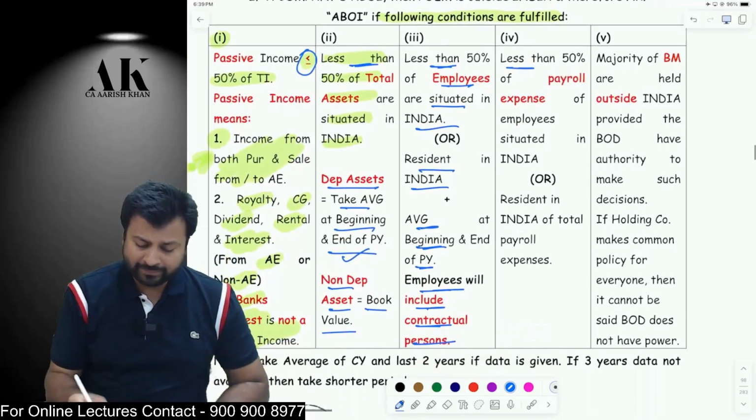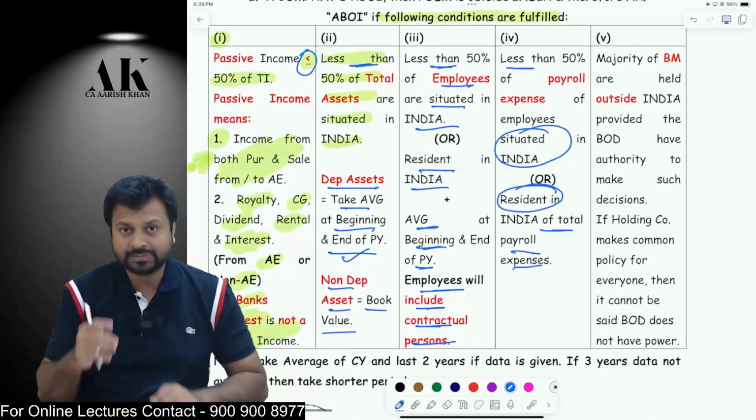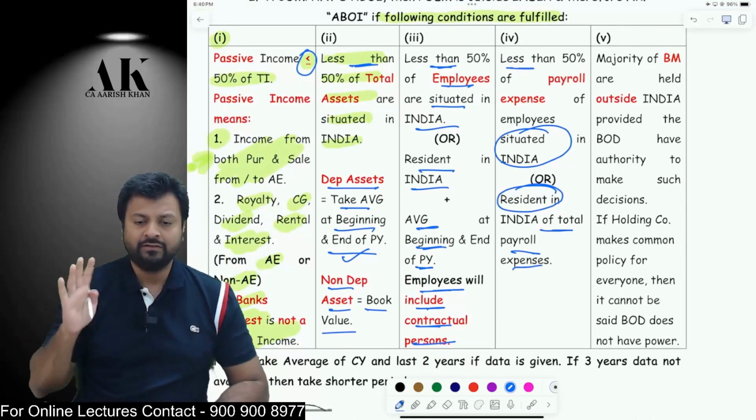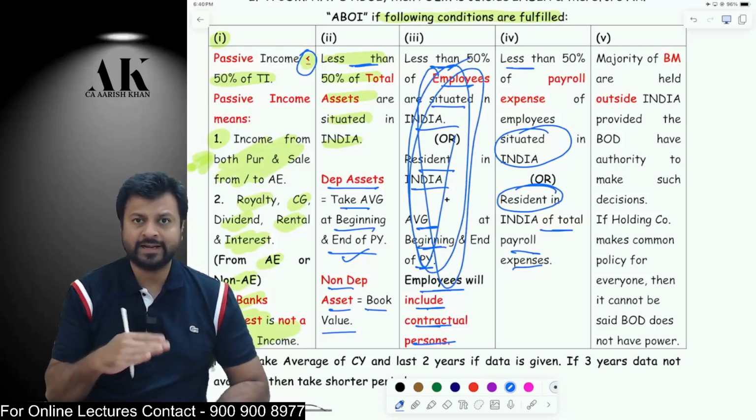Fourth, all the employees who are situated in India and who are resident in India, their payroll expense should also be less than 50% of the total expense. So the employees in point number 3 who are in India, their payroll expense has to be less than 50% of the total payroll expense.